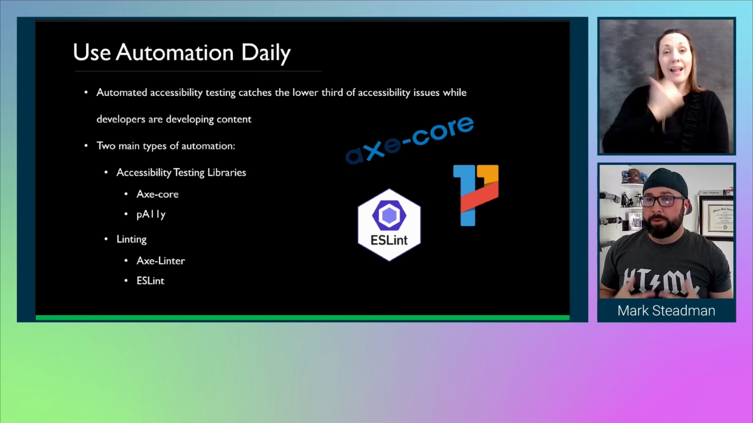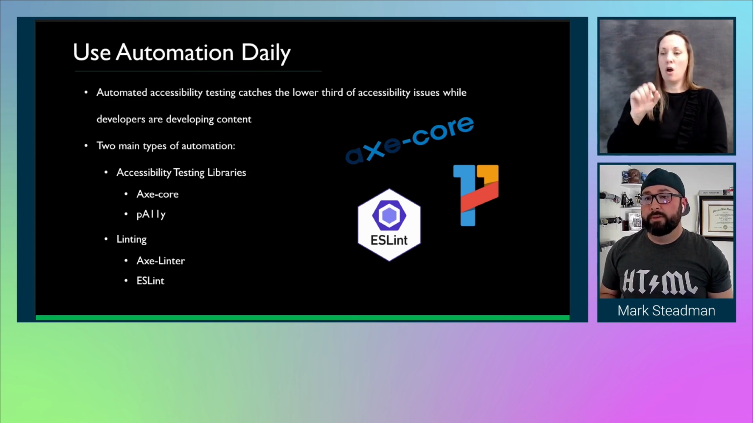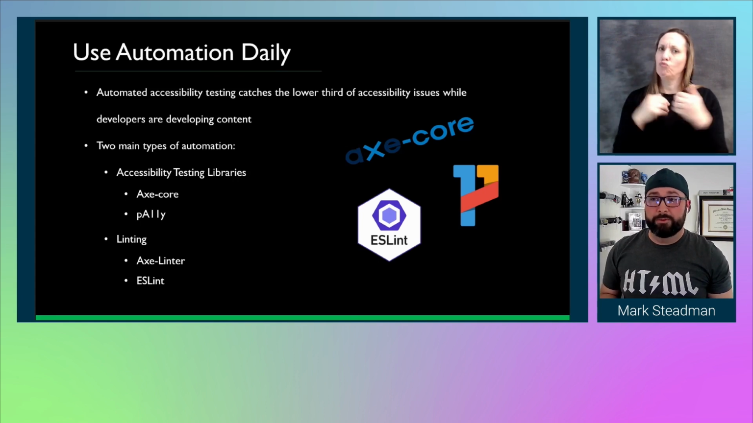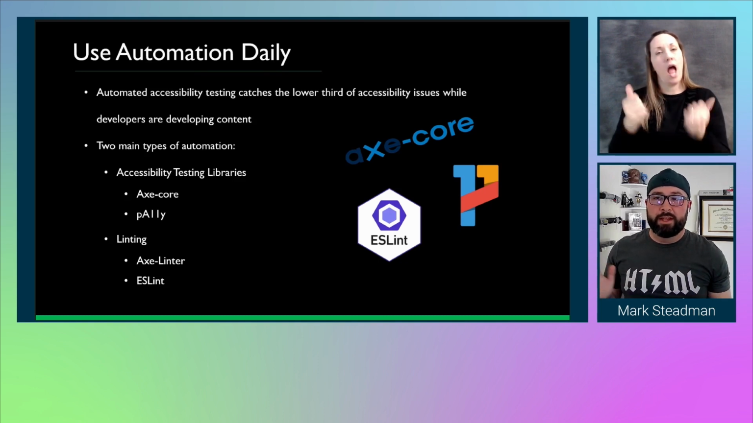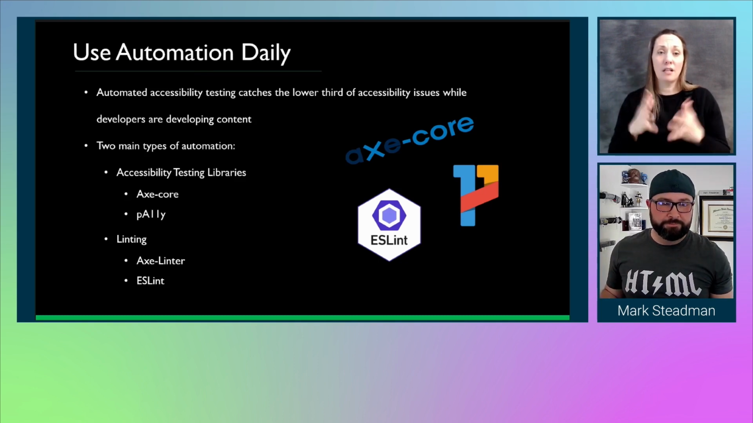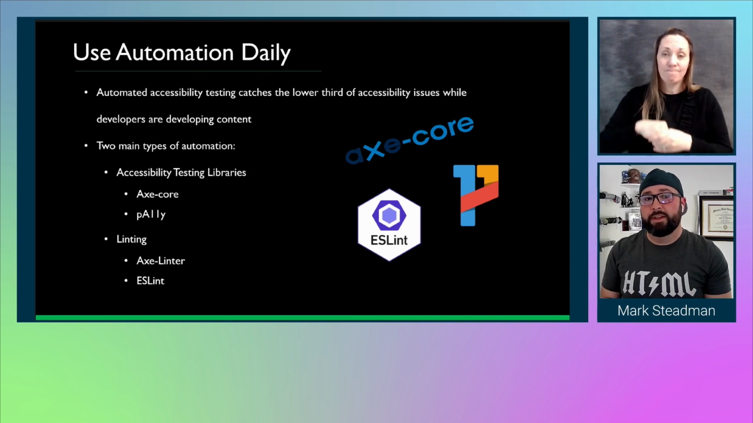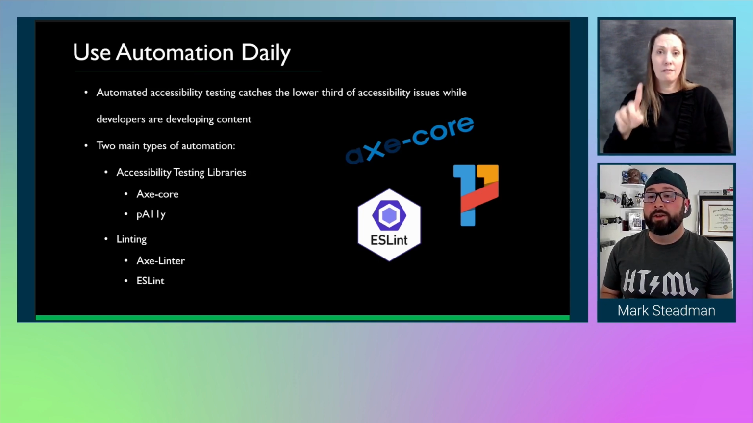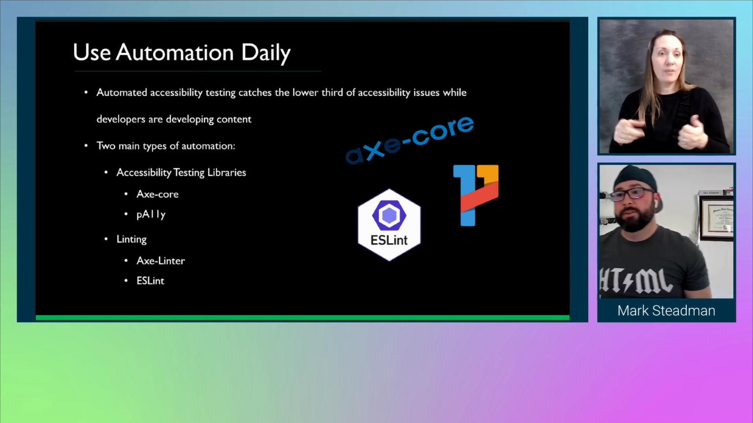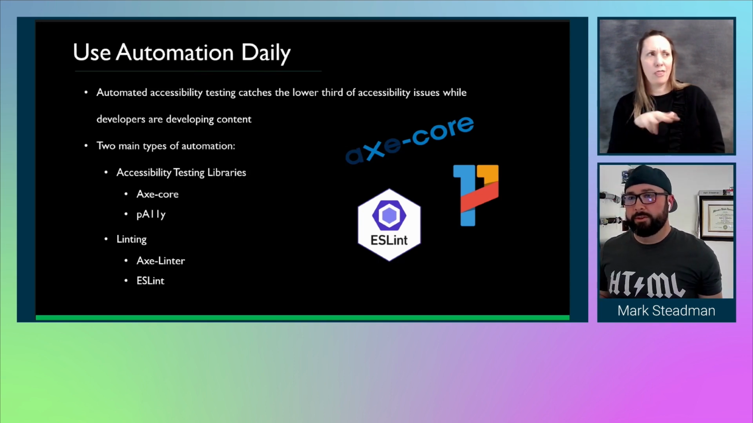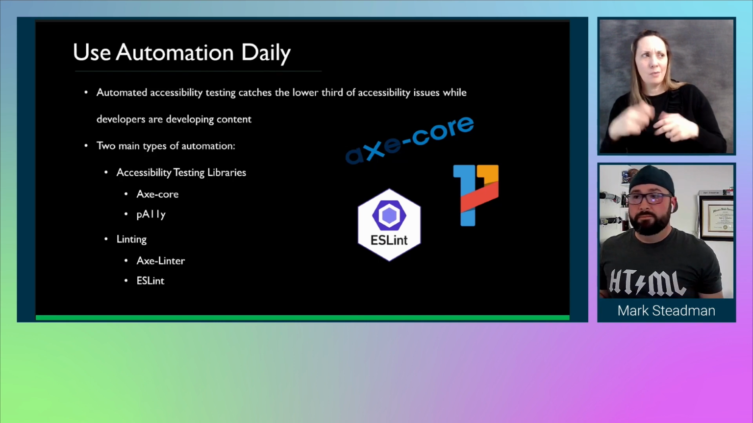If any of you know me, I'm a huge advocate for automation and accessibility. I am a realist. I will put this out there right now. You cannot automate everything, but automation has a lot of value added to it, right? Automated accessibility testing catches a lower third of accessibility issues while developers are developing content, right? First thing people say to me is, Mark, that's 33.3% of accessibility issues. Why would I even do that? You're right.